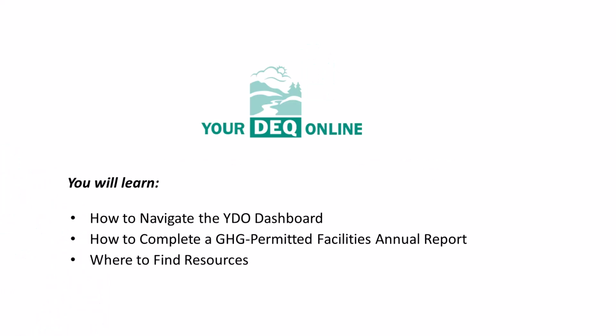The Greenhouse Gas Reporting Program has moved most of DEQ's required reporting to the YDO system, beginning with reporting for the natural gas and electricity supplier sectors in 2021. Reporting from permitted sources and natural gas systems reporting is being implemented with the reporting of 2023 data to be submitted in 2024. In this tutorial, we will review how to complete a greenhouse gas permitted facilities annual report, and we will point to resources that will help you navigate the YDO system.